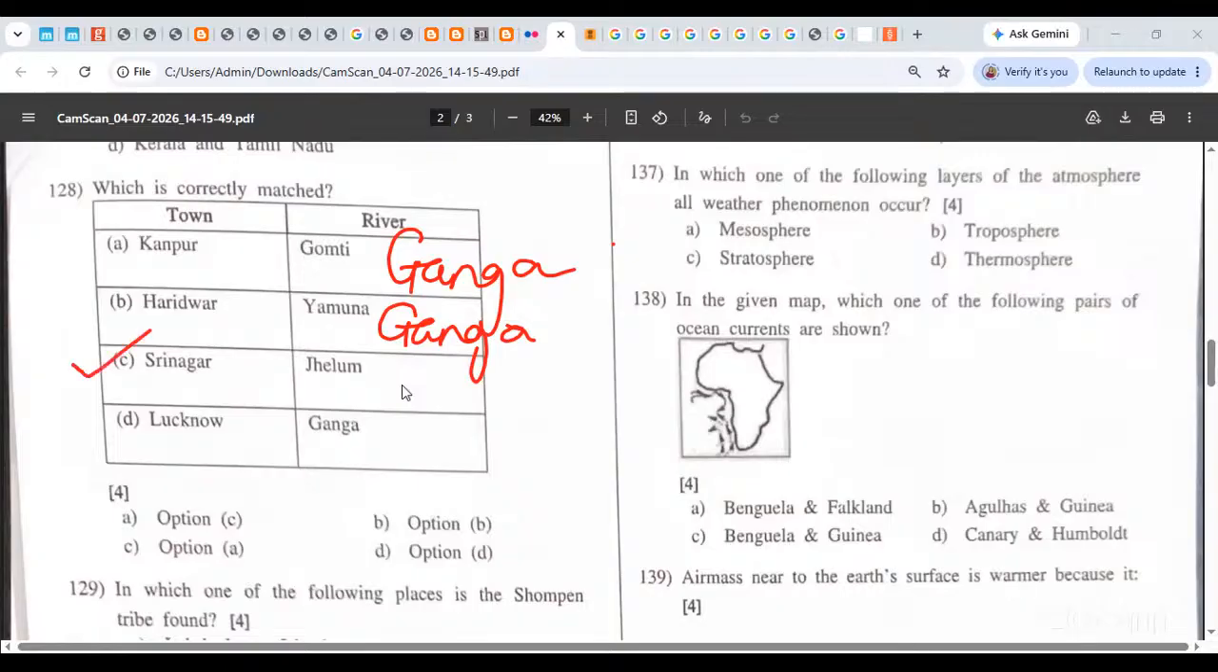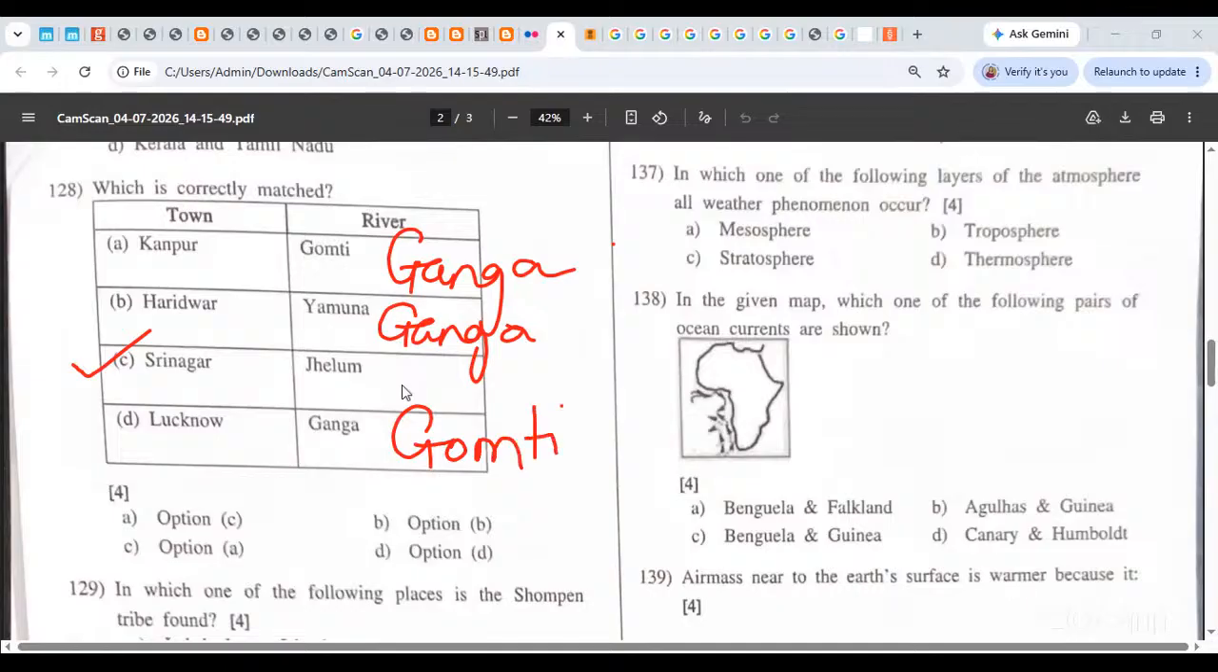Srinagar lies on the banks of the Jhelum. Very famously, Srinagar lies on the banks of the Jhelum. Jhelum travels through a proper valley, and it meanders over there. There is Srinagar on its banks, and the river goes forward to meet the Indus. And lastly, the town of Lucknow lies on the banks of the river Gomati.